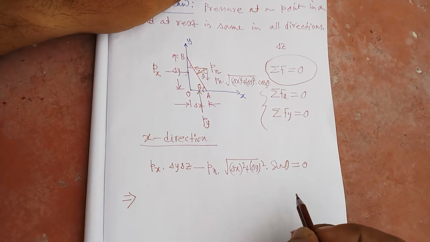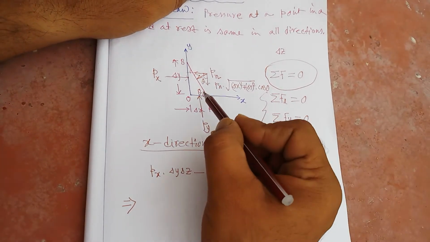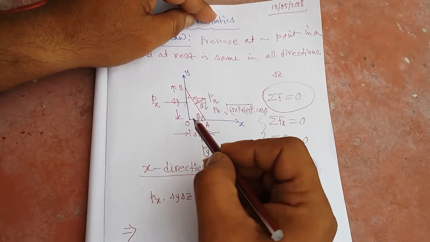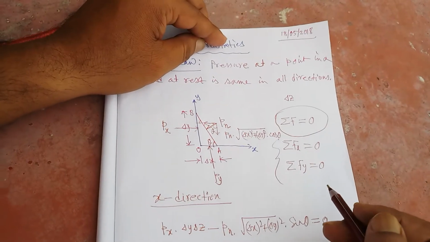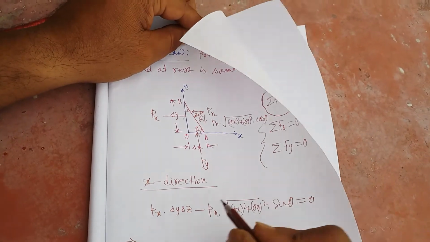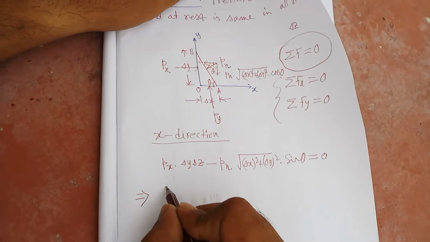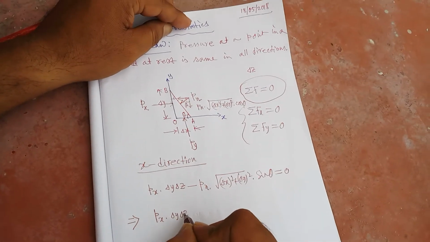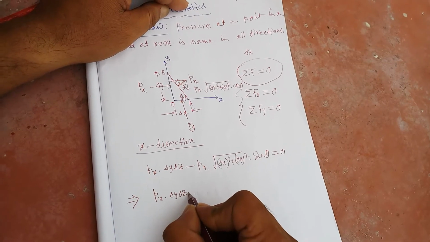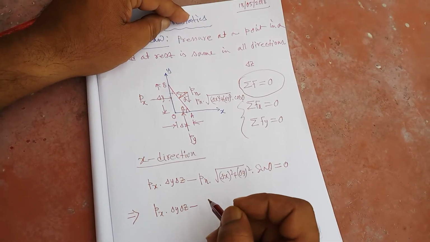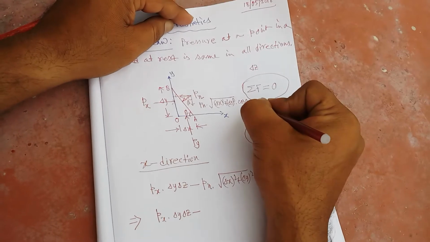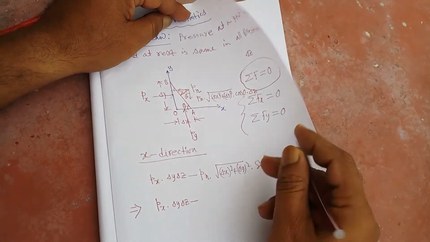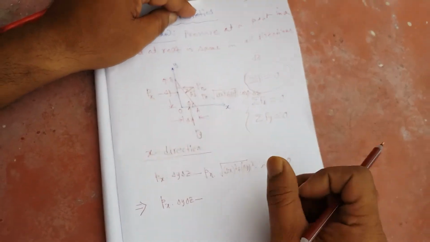Now, what is sin theta? Sin theta is equal to OA divided by this hypotenuse. No, sorry, OB divided by this hypotenuse. Okay, that means delta y. Px multiplied by delta y into delta z. Oh, sorry, one more thing we need to write. Here delta z should appear. Okay, delta z should appear because this length multiplied by delta z becomes the area.